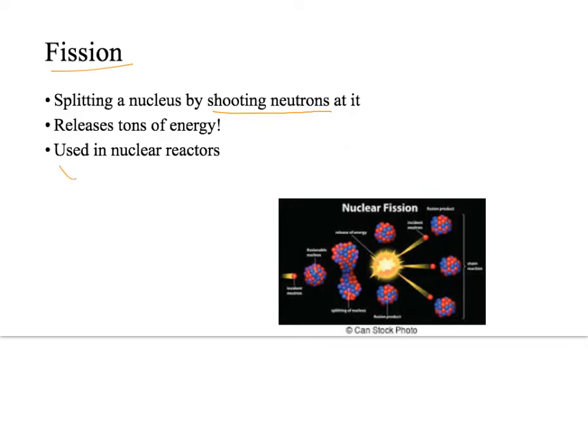This is actually the type of reaction that is used in nuclear reactors. So we're going to talk about nuclear reactors more in class, just because I think that's something you guys should be familiar with. But that uses a fission reaction of a uranium atom, uranium-235. So that atom would split apart into two smaller nuclei.